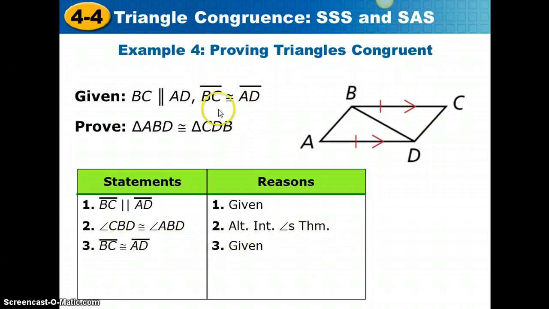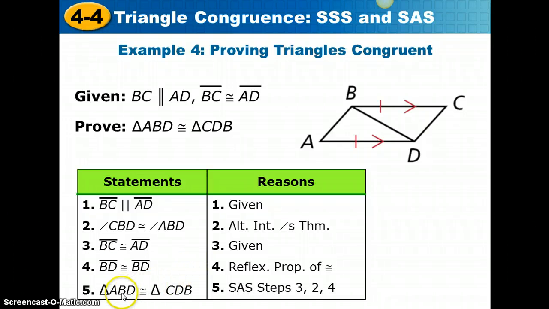Statement 3, go back to that other given. BC is congruent to AD because it's given to you, so there's a pair of congruent sides. So we have side, angle taken care of. Now we just need to say that BD is congruent to itself by the reflexive property. So there's the other side. We've shown side, angle, side congruence. So we can say triangle ABD is congruent to triangle CDB by side angle side, and you'll see that they cite this order of the steps, 3, 2, 4. Make sure you've done that.